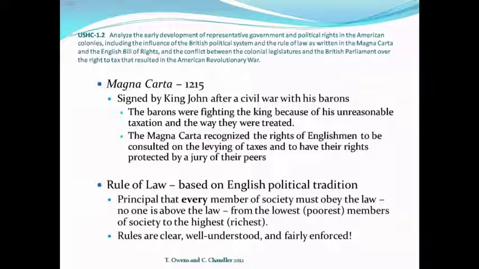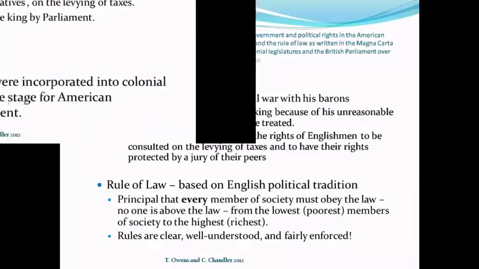They also believed very strongly that they should be protected by a jury of their peers, which was also in the Magna Carta. Another important idea was the rule of law, which said that every member of society had to follow the law, from the king on down to the very lowest member of society. The rules are very clear, well understood, and fairly enforced.